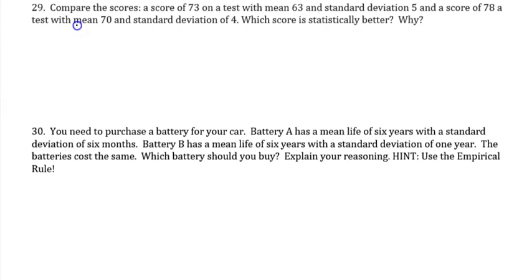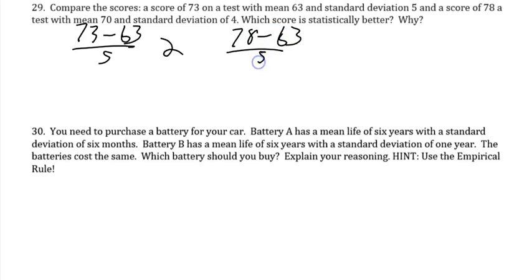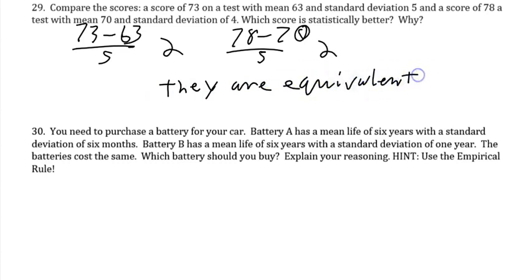Similar idea. Score of 73, the actual, minus the mean of 63, divided by the standard deviation of 5. That gives us an exact z-score of 2. Now we're also looking at 78. So actual score of 78 minus 70 divided by 5 gives us a z-score of 2. I copied the wrong number, my bad. So they are the same. They are equivalent. They're both 2 standard deviations above the mean, or the 98th percentile.